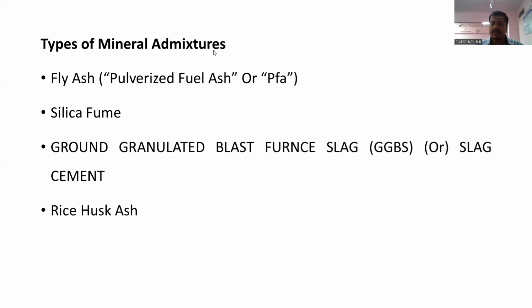But you should check whether the dust is recommended for use in construction. If it is recommended, if it is given in the design, then no problem. But if it is not given, don't use the dust.